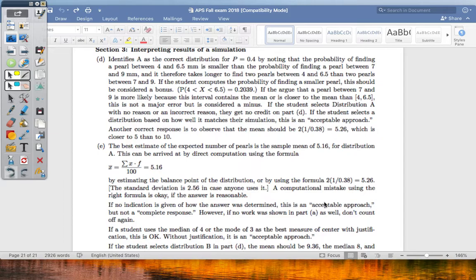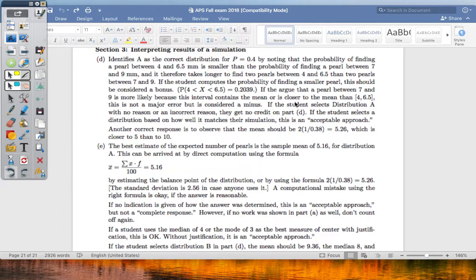So if the student computes the probability of finding a smaller pearl, this should be considered a bonus. If argued that a pearl between 7 and 9 is more likely because this interval contains the mean or is closer to the mean, then this is not a major error, but it's considered a minus. Okay. That you have to select A. If the student selects the distribution based on how well it matches their simulation, this is an acceptable approach.